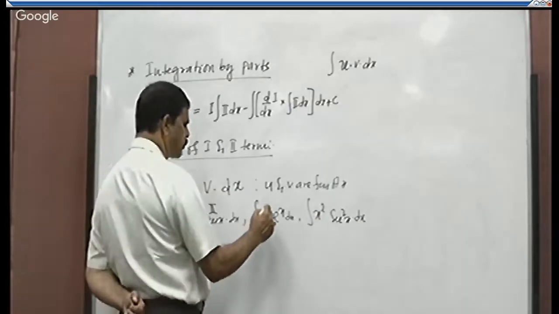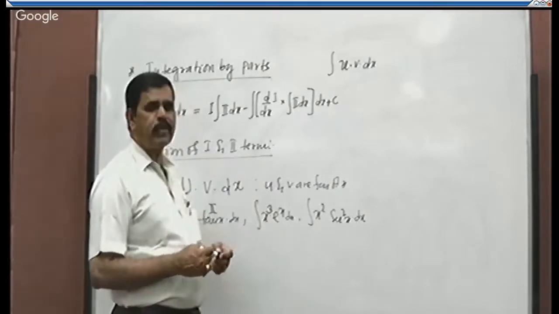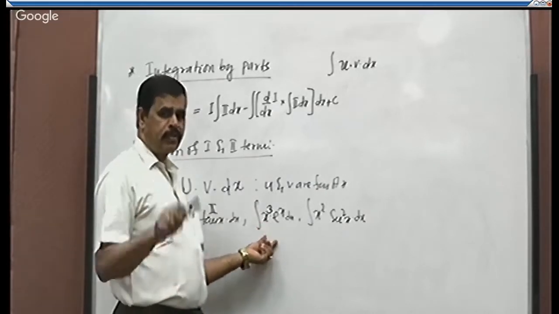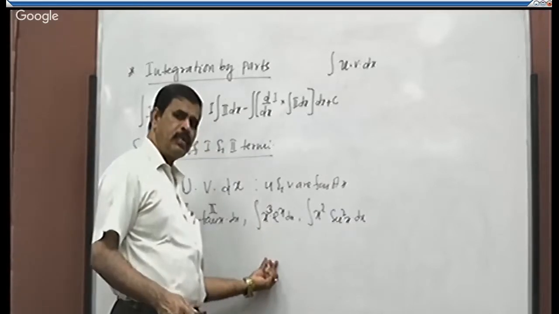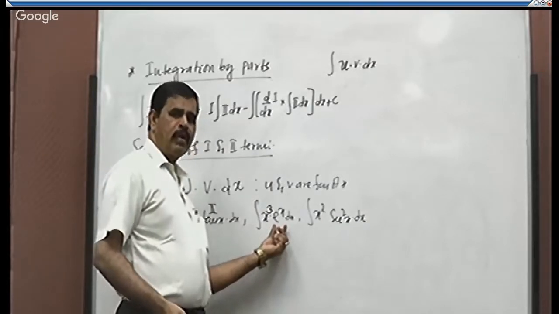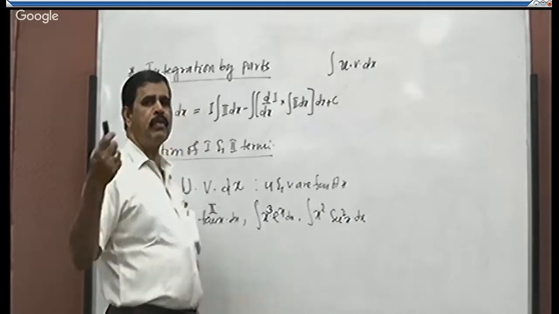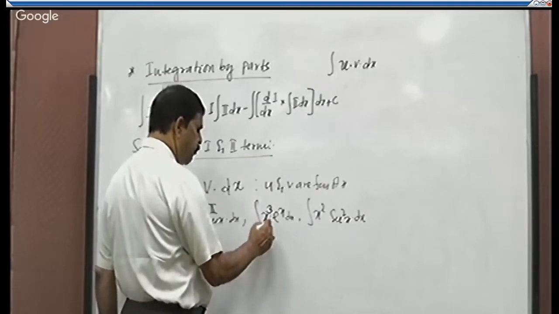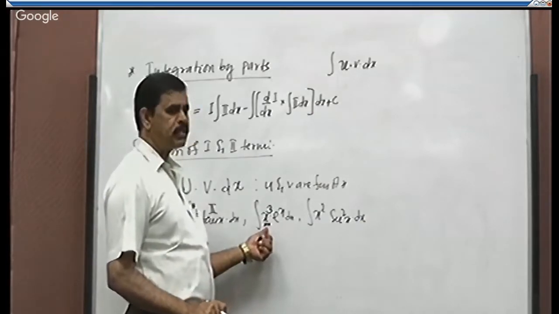If I come to x or x cube, take x cube. X cube will vanish after 4 times of successive differentiation. X cube, 3x square. Next, 3 into 2, 6x. Next, 6 into 1. Next, for a constant, 0. After 4 steps of successive differentiation, it becomes 0. So it will vanish. If I take e power x, do you find a derivative for e power x? Yes. If you differentiate it n times or infinite times, it will be e power x only. So the term which vanishes under successive differentiation will become the first function. So x cube is first, e power x is second.